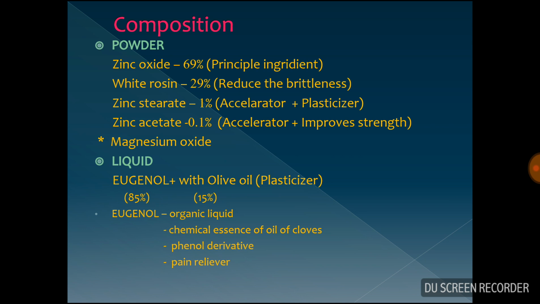The liquid form contains 85% eugenol, with the remaining 15% being olive oil, which acts as a plasticizer. Eugenol is an organic liquid, a chemical essence of oil of cloves. It is a weak acid, a phenol derivative, and a pain reliever.